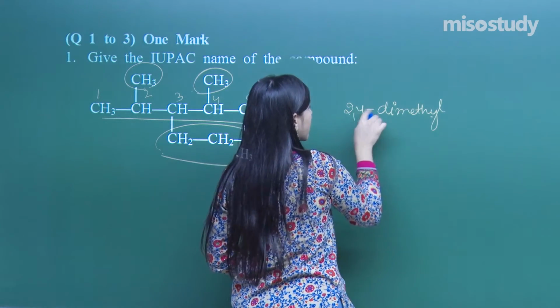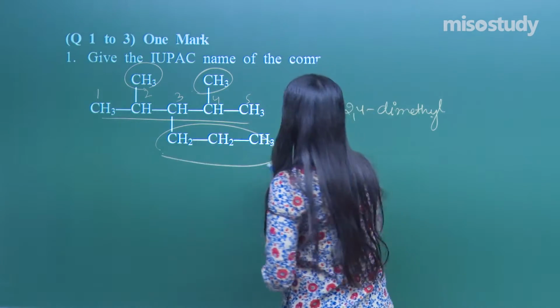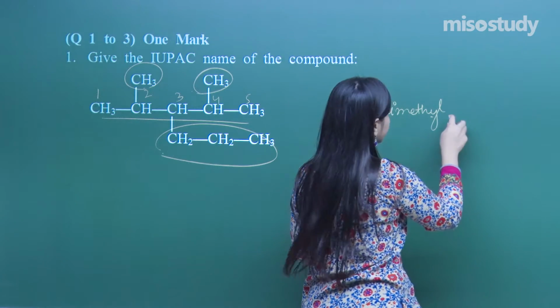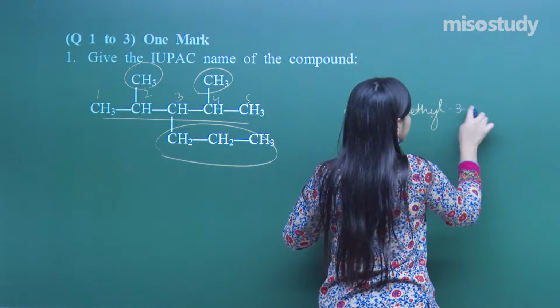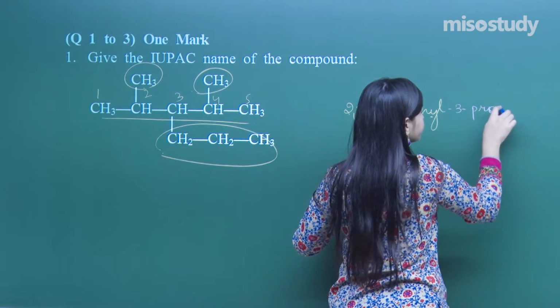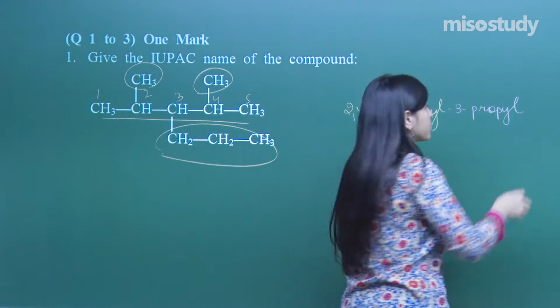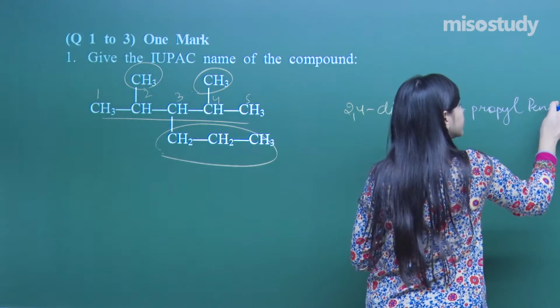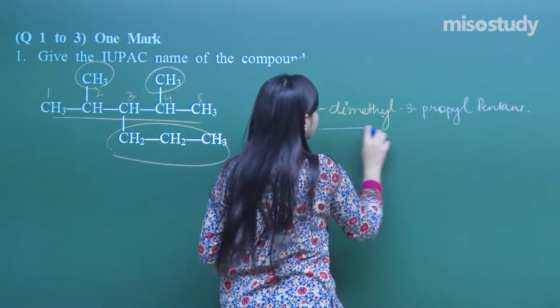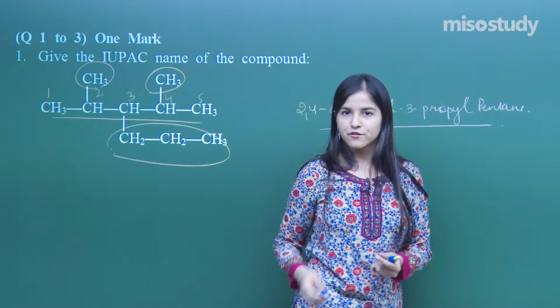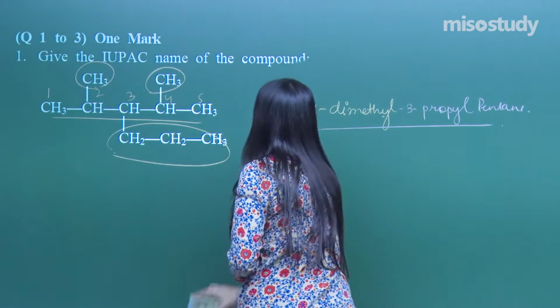position is 2, 4 dimethyl along with propyl. So it is on the third one, 3-propyl, and finally it's pent, and no unsaturation present, pentane. Clear? I hope everybody is getting the same answer. Fine. Let's move on further.